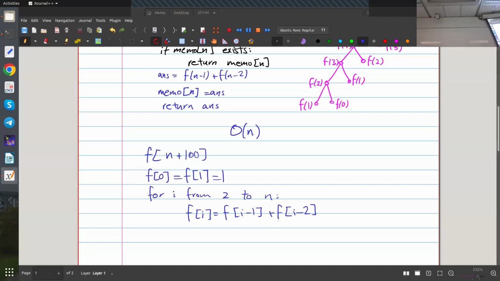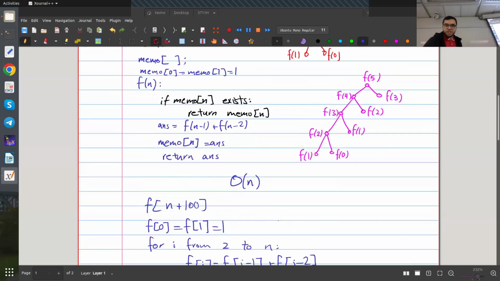Now, this algorithm, of course, also takes O(n) time. But why is this pretty much the same as the memoization? Because you can see that this array here is basically the same as what I was saving in my memo, right? It's just that I'm looking at it from two different perspectives.